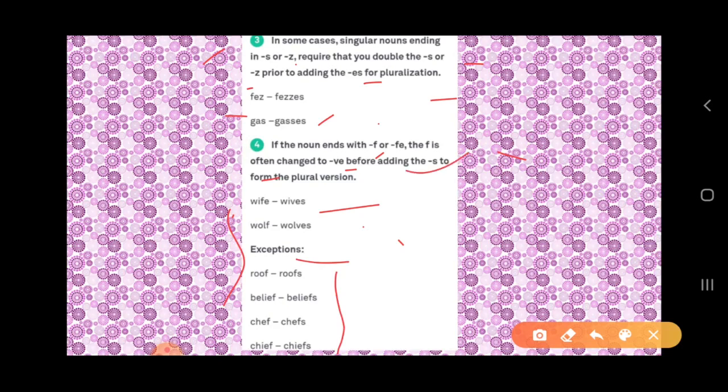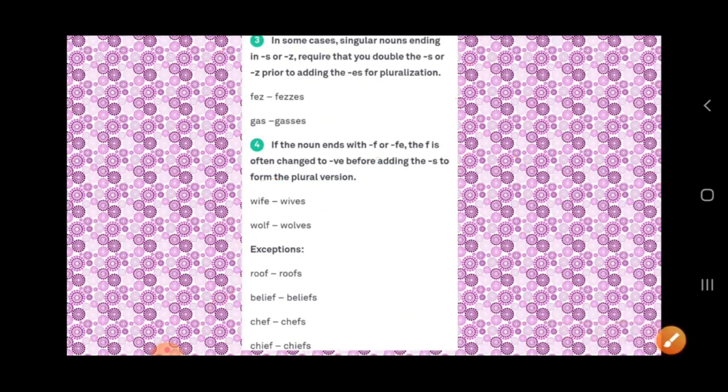So, as an exception, we have roof. We don't remove f and add ve in place of it, but we directly add s to make it plural. So, while learning all these examples, we have to keep in mind all these exceptions also. So, see the exceptions very carefully.